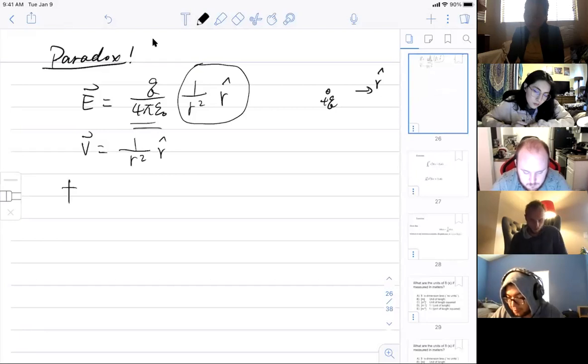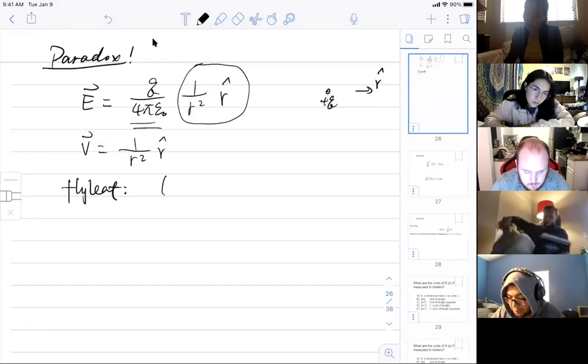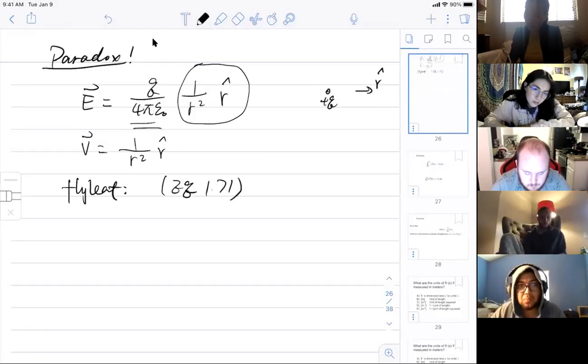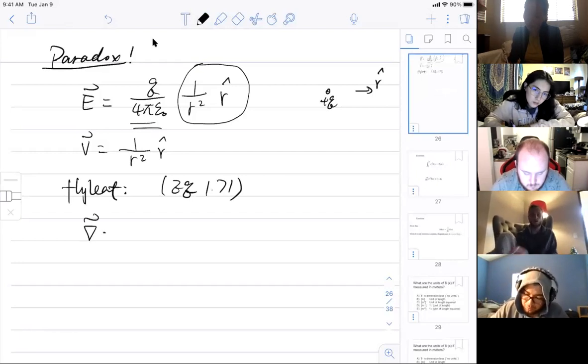In the flyleaf of your Griffiths, simply open up your book. You will see a lot of equations that we often refer to and use. You can find this in your textbook, equation 1.71, that tells you how to represent this divergence in spherical coordinates. It's already given.